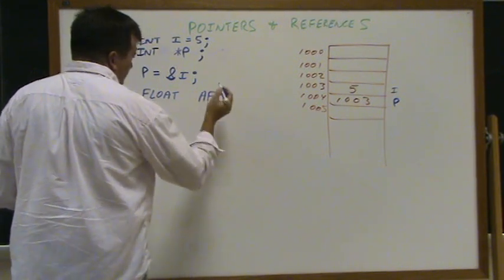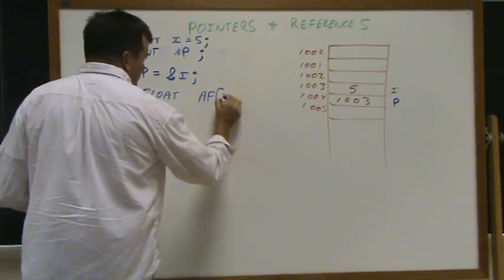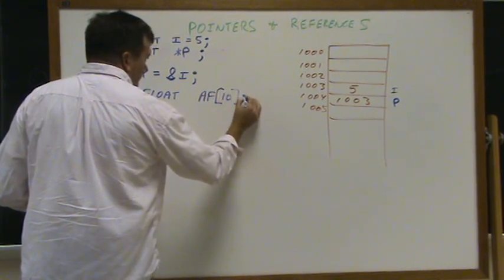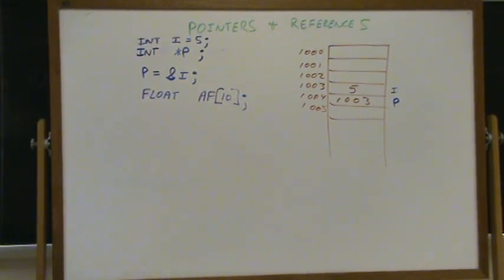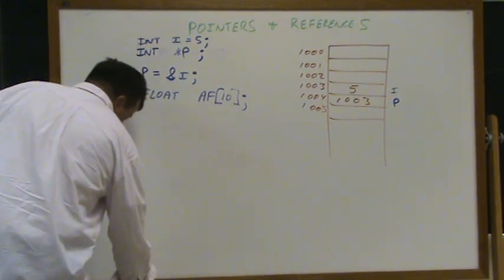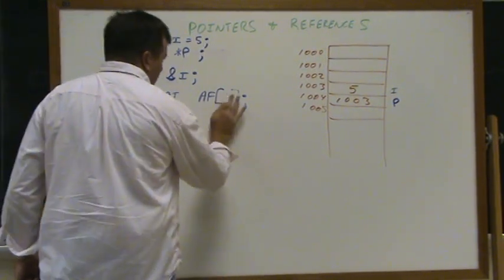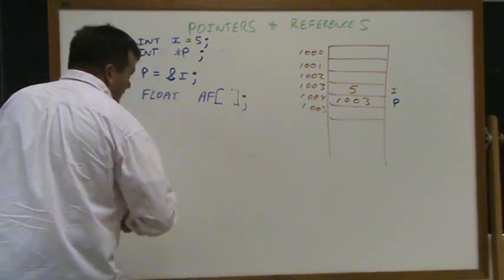Array, let's say array of floats. We would go like that. What does that mean? That means that we have 10, maybe I should make it smaller. Make it 3 floats.